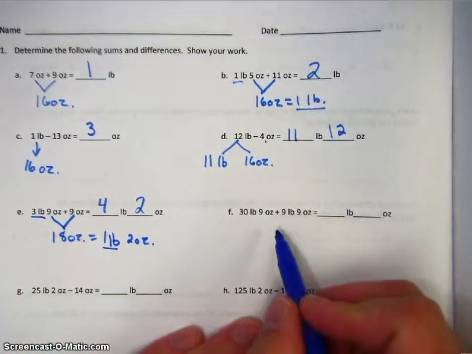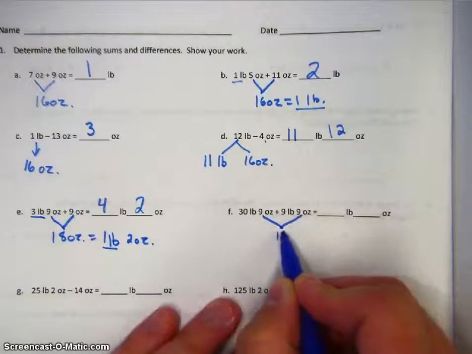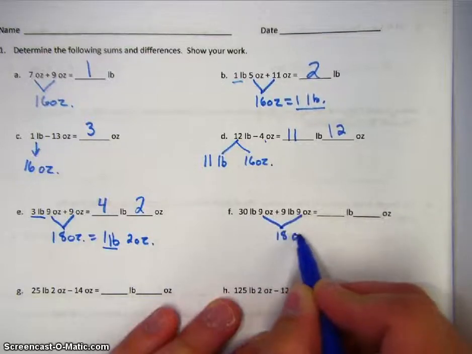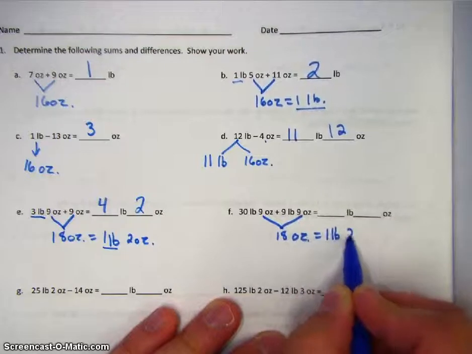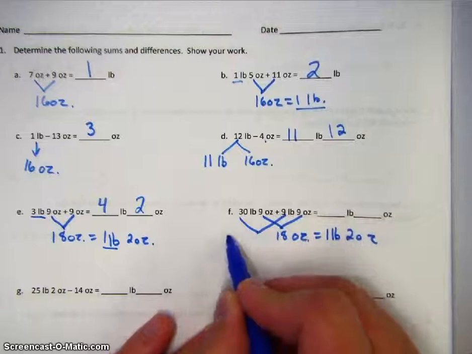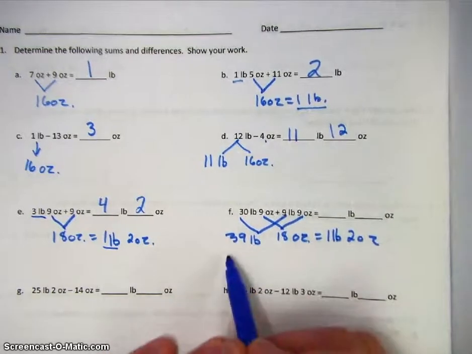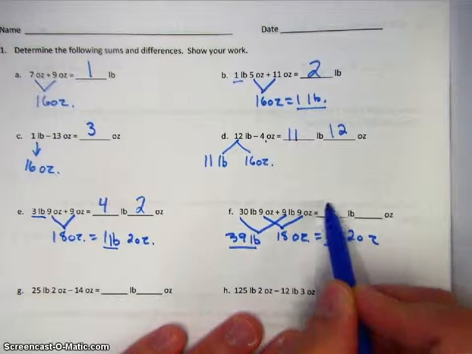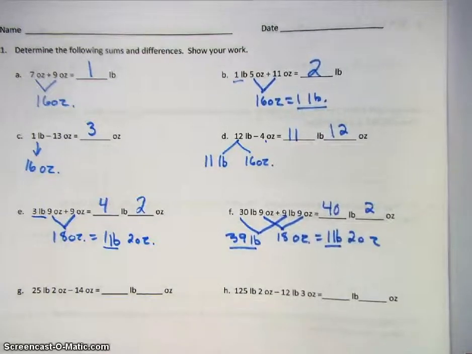Moving on to the next one. Again, we're going to add like units. So 9 ounces plus 9 ounces to get us our 18 ounces, just like in the problem before. And then we're going to take our 9 pounds and our 30 pounds, and we're going to create 39 pounds. Okay, so now we have 39 pounds and 1 pound, so we have 40 pounds, 2 ounces left over.